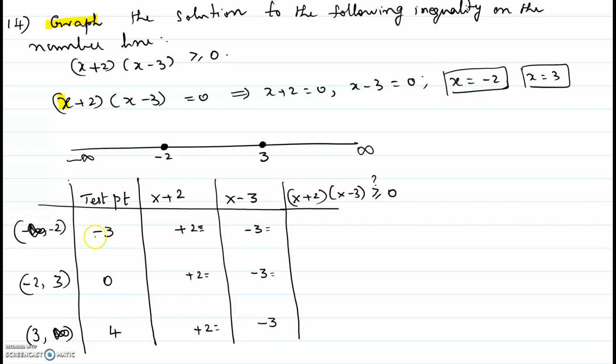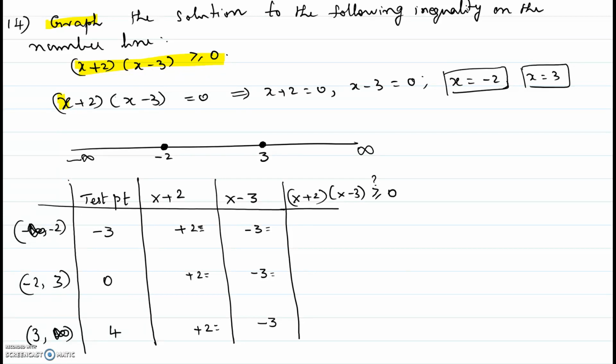So any point to the left of negative 2, I picked negative 3 as the test point. Same way, a number between negative 2 and 3, 0 is chosen. A number to the right of 3, between 3 and infinity, 4 is chosen. Now, we have to make sure that the given inequality is x plus 2 times x minus 3 more than or equal to 0.